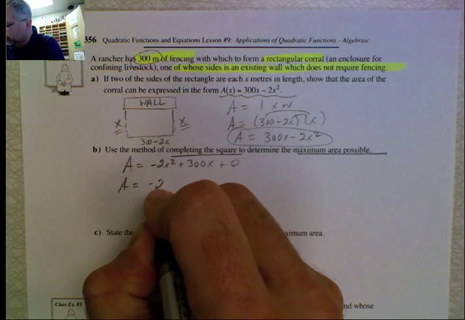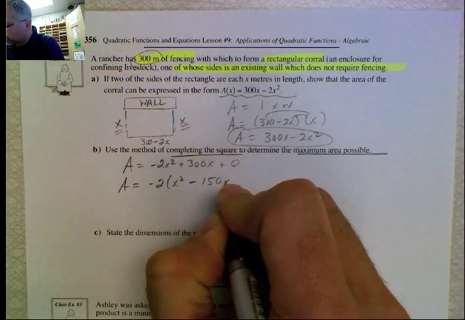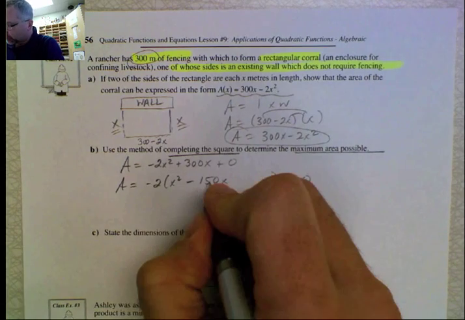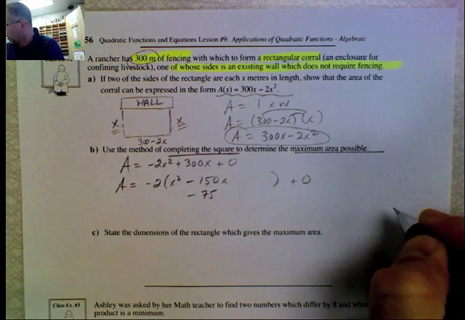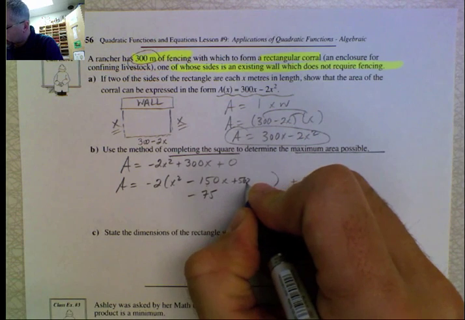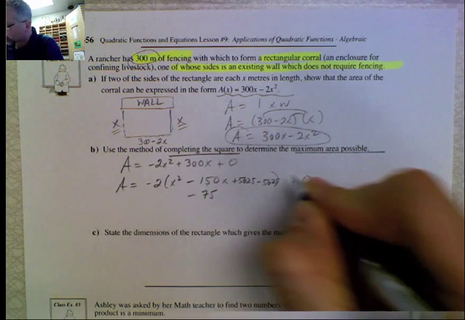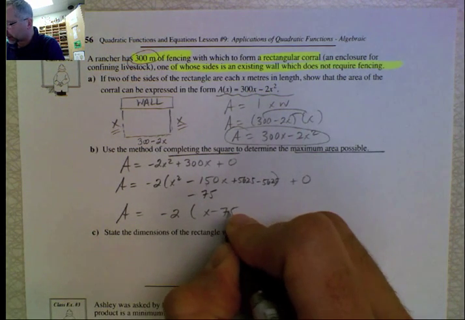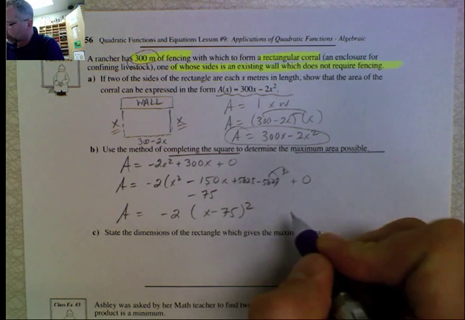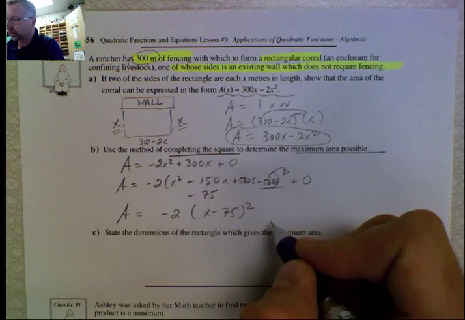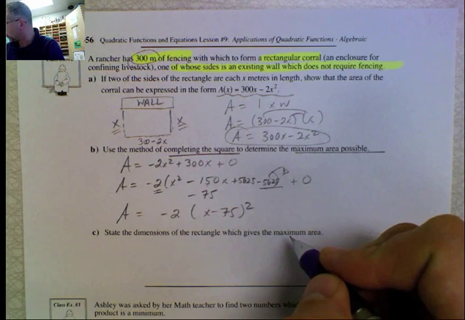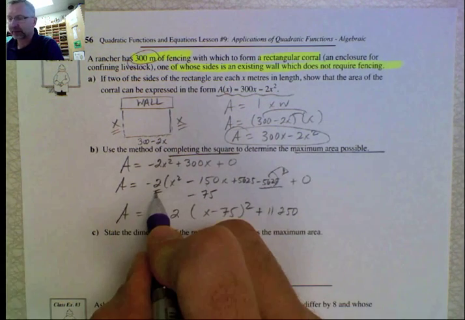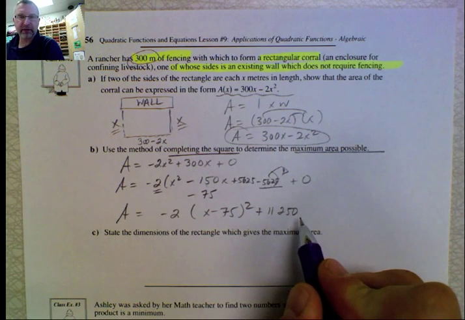The first thing we're going to do is factor out a negative 2 from our first two terms. So that makes this negative 150. Half of negative 150 is negative 75, and if you square 75, you get 5625. So that's what we're going to add and subtract here. So we end up with negative 2 times x minus 75 squared. And if you bring out the negative 5625, you have to multiply it by the negative 2 here, and that's going to give you 11,250, because 5625 times 2 is 11,250.